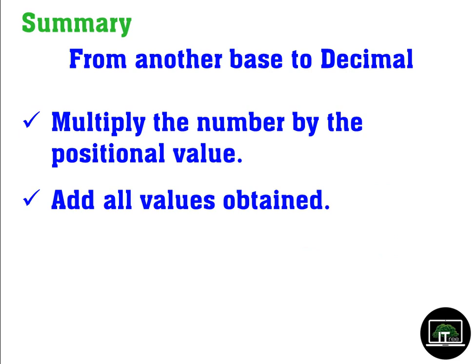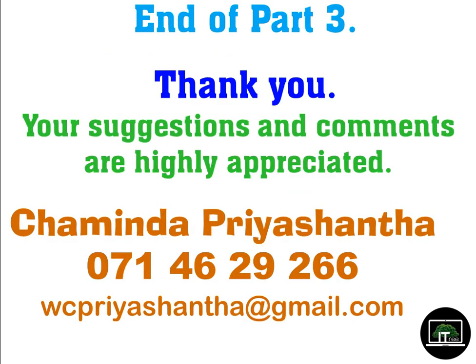Okay, today we have discussed how to convert a number from another base to decimal. The method is very simple. You multiply the given number by the positional value, then you add all these values together. Then you get the conversion. Okay, I hope you have learned a lot of things today. So this is the end of part 3. I hope you got a lot of knowledge.